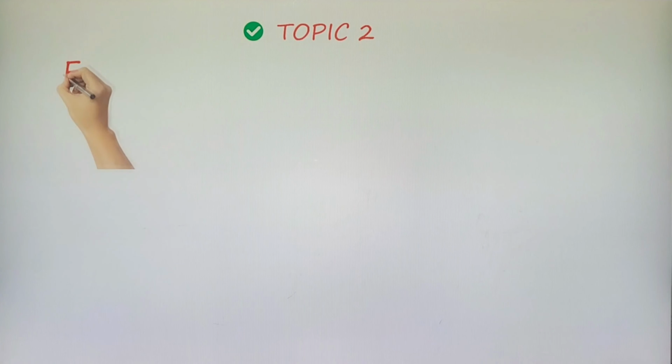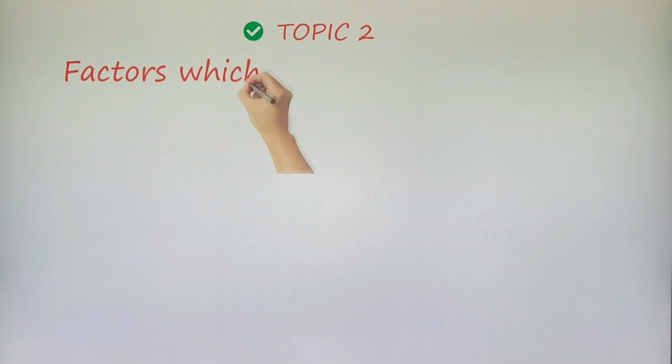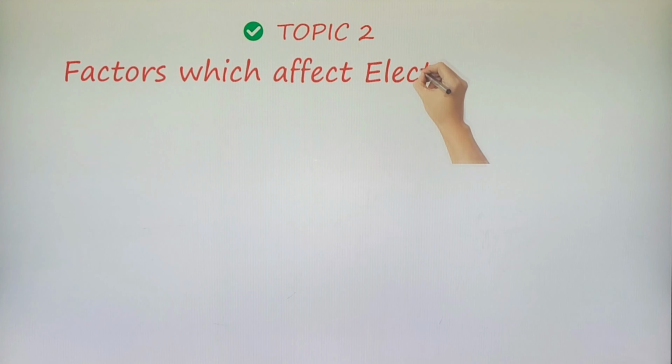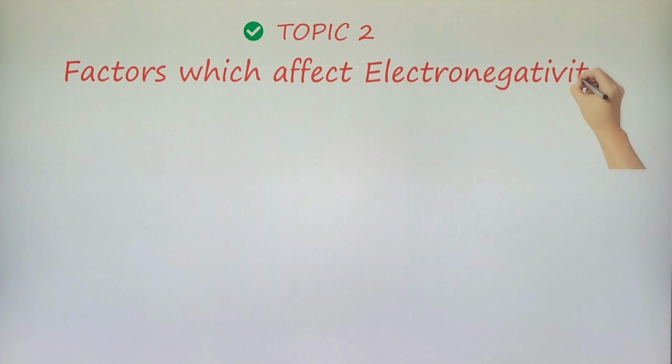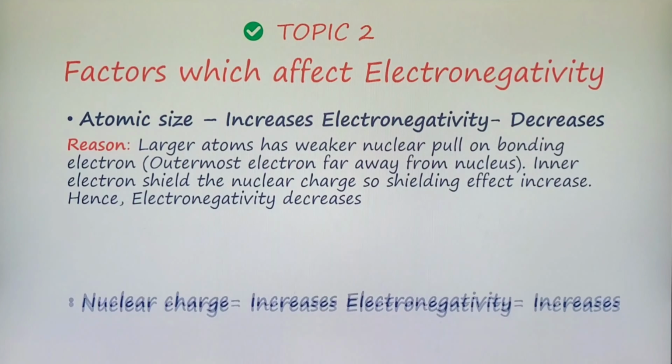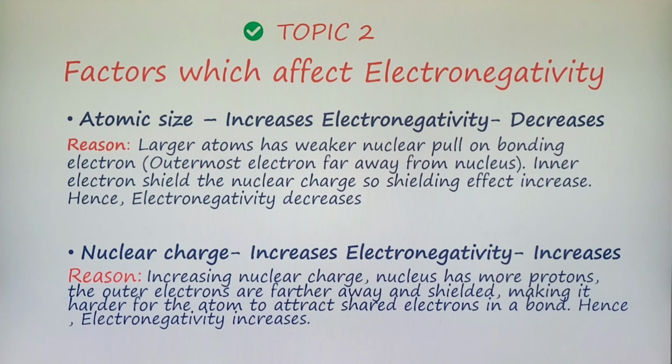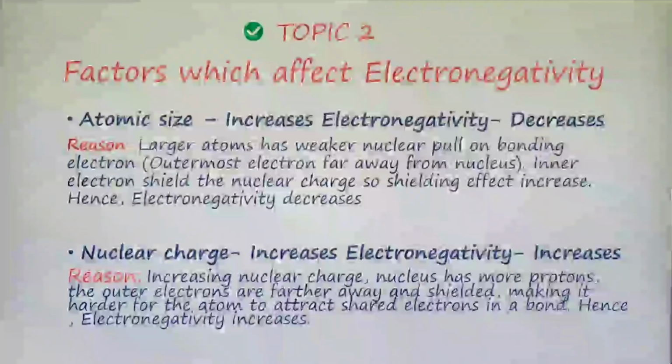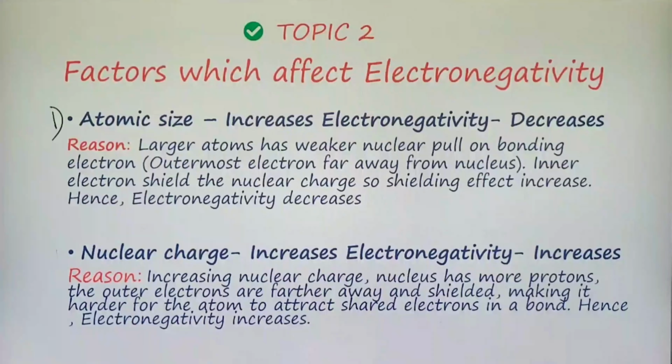Clear? So now let's start with the factors which affect electronegativity, or the two things on which electronegativity depends. Like all the periodic trends, it depends on two things. The first one is atomic size, and the second one, as usual, is nuclear charge. As the atomic size increases, for example, let's say we have two atoms. One is X and the other one is Y.